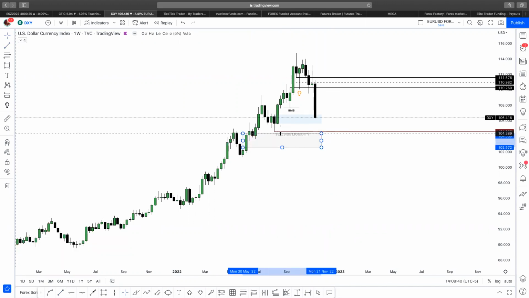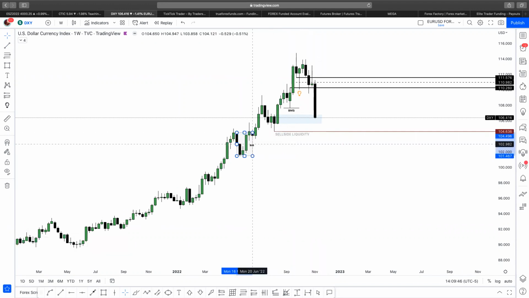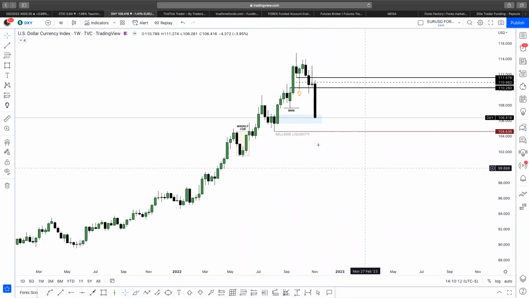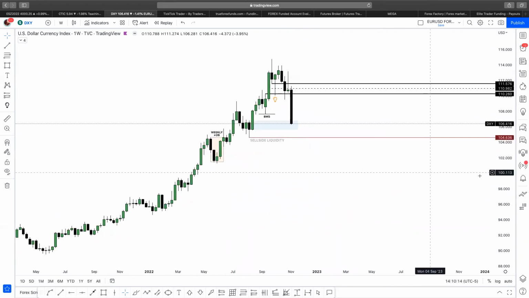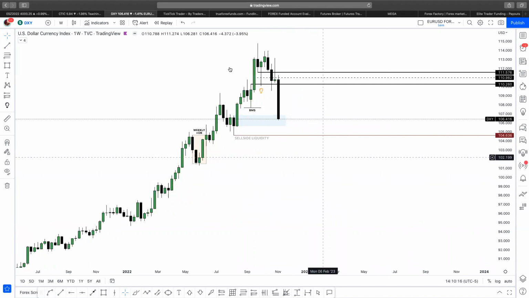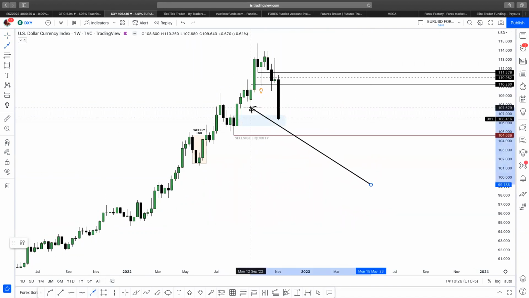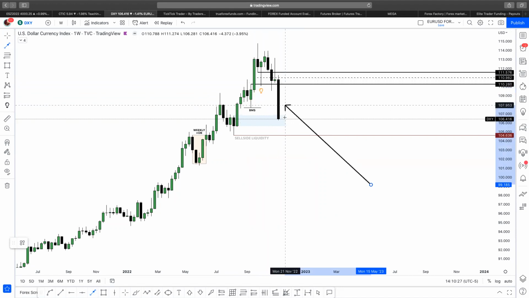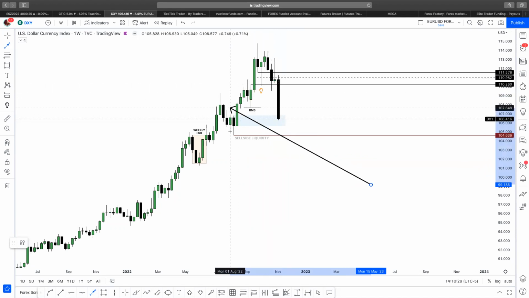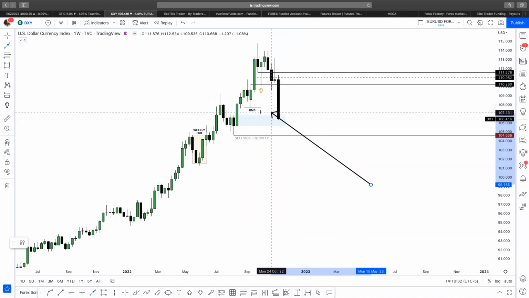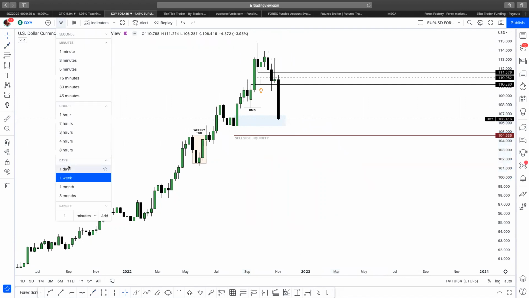So the best thing to do, what I've been doing lately, guys and ladies, is just marking up the entire block. That's the DXY on the weekly. Not putting any levels on here, because I know that we're basically going to be looking at this last low being broken. We're going to look at arrays that may have formed within this sell side delivery to see if we can get more pinpoint levels. Let's go to the daily.